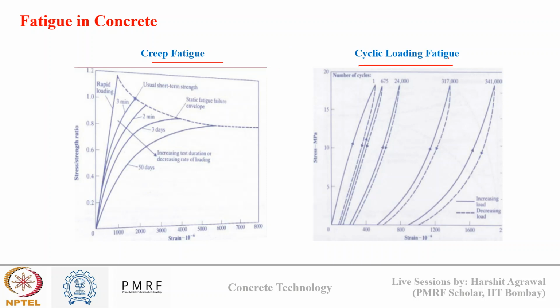So in this slide, you can see in the first figure how the stress versus strain response varies with increasing duration of fatigue loading, from rapid loading to 50 days loading. So in rapid loading, suppose P kilonewton of load was supposed to be applied, it is applied at a rapid loading rate. However, in 50 days loading, the same P kilonewton load will be applied with a decreased loading rate, or over an increased time duration.